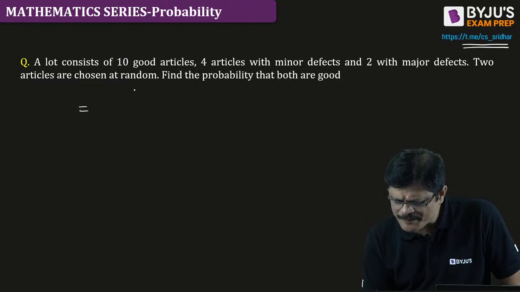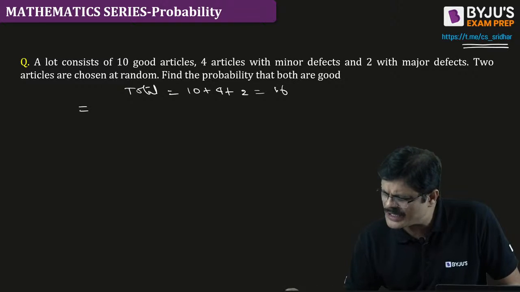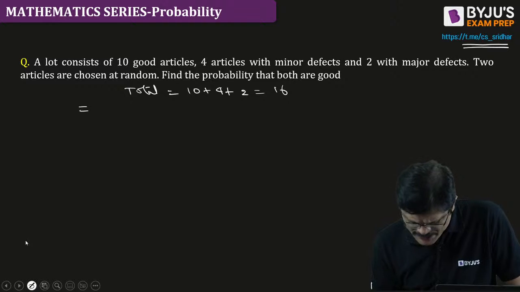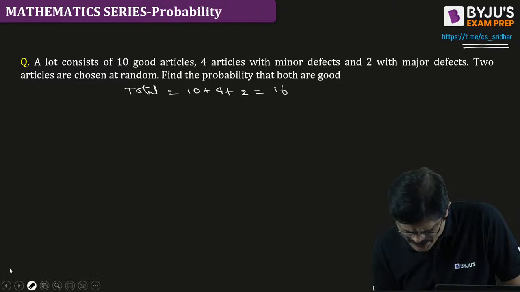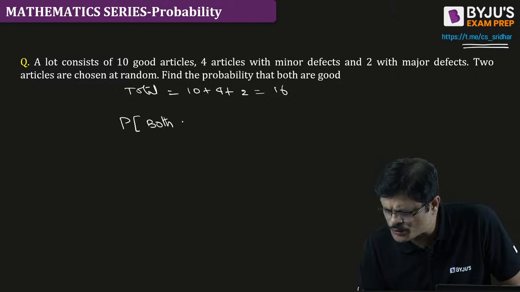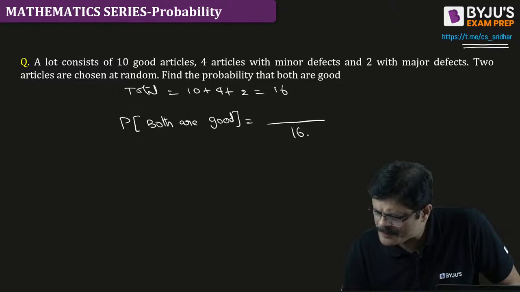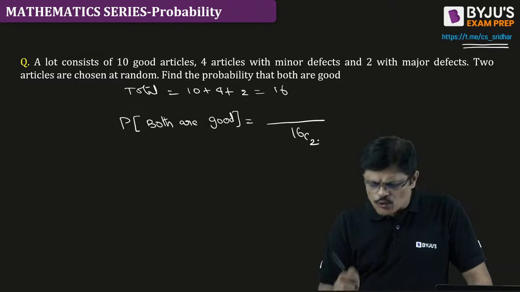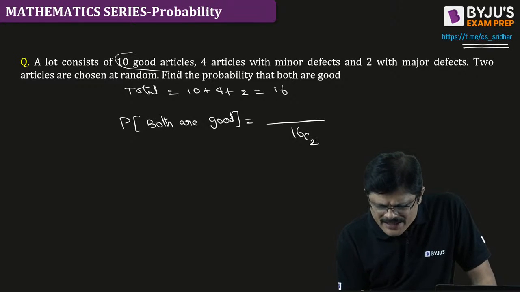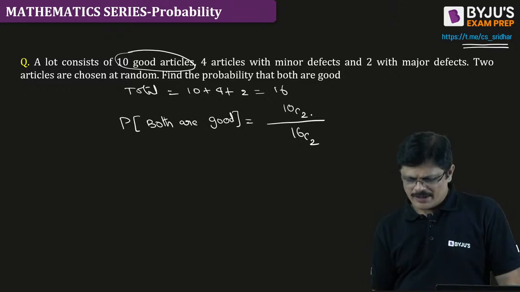Total, how many are there? Total articles would be 10 plus 4 plus 2. That is 16 articles. You are selecting 2. So what is the probability that both articles selected are good? From 16 you are selecting 2, and the 2 selected must be good. How many good articles are there? 10 are there. 10C2, my dear friends.